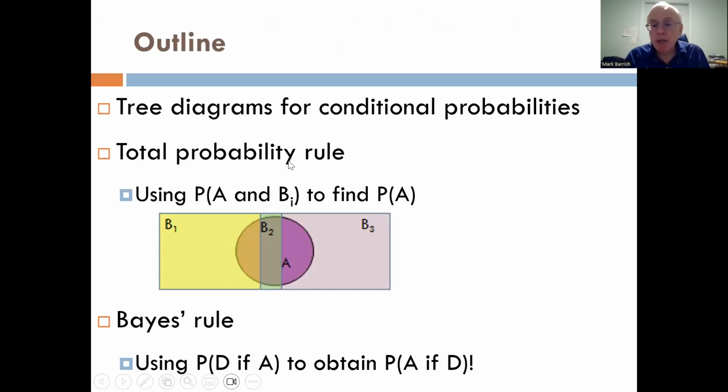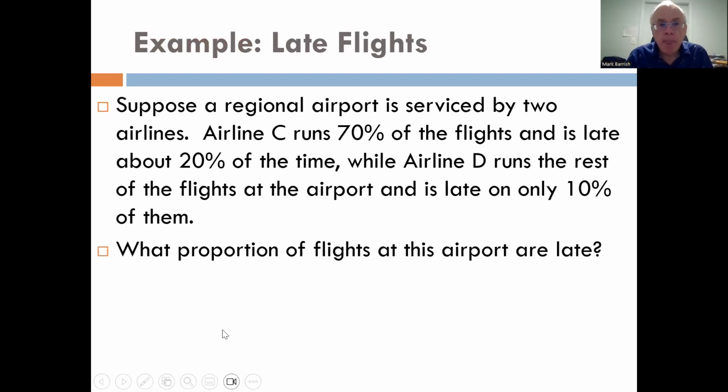Now, sometimes people like to use what's called a tree diagram to illustrate certain types of probability problems. And also we're going to review the total probability. All right, okay. And also there's a special case of the conditional probability called Bayes' rule. All right. And then we did this in class last time.